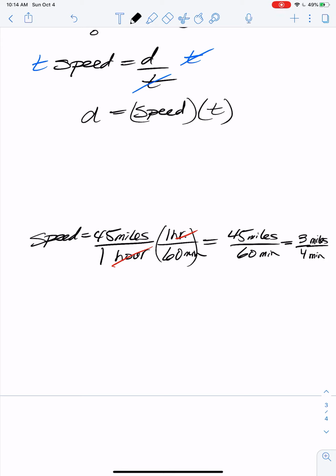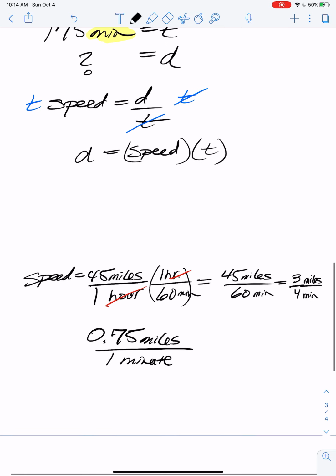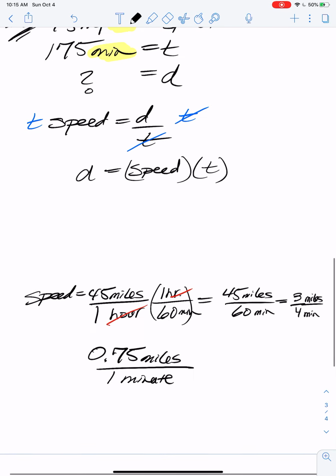Interesting. So when you travel 45 miles per hour, 45 miles in 1 hour, you're going 3 miles every 4 minutes. Or you could say 0.75 miles per 1 minute. That would also work. All right, so either way, I'm going to keep it as 3 miles per 4 minutes. That sounds kind of neat.